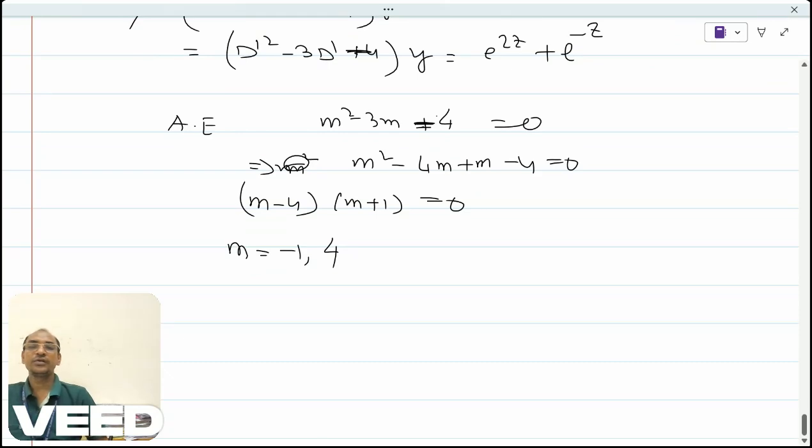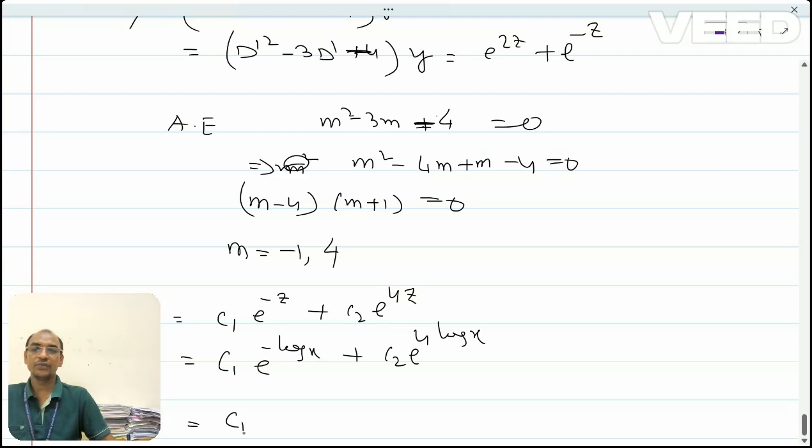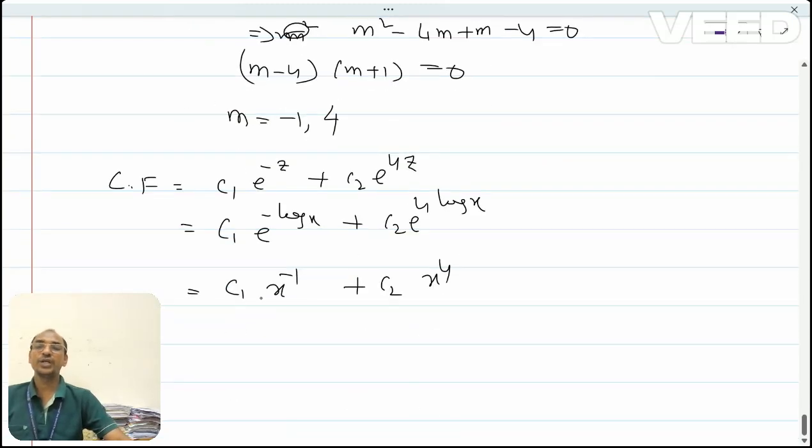So accordingly, these roots are real and distinct. So the complementary function will be c1 e^(-z) + c2 e^(4z). Remember, our constant coefficient differential equation is in terms of z. So the solution first will be in terms of z, and in order to get the final solution, that z will be replaced by log x. So that means c1 e^(-log x) + c2 e^(4 log x), and you get c1 x^(-1) + c2 x^4.